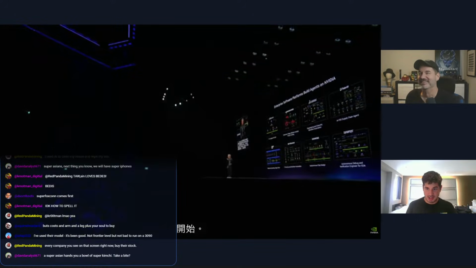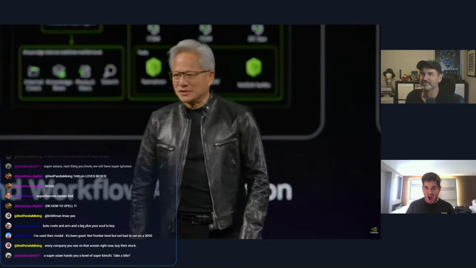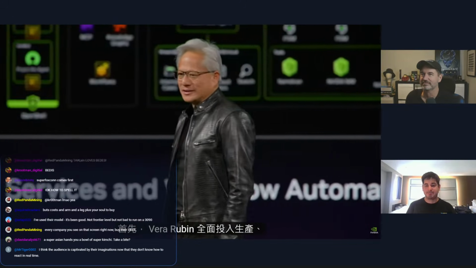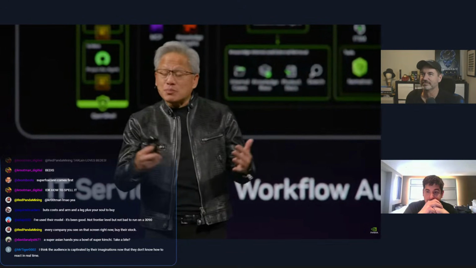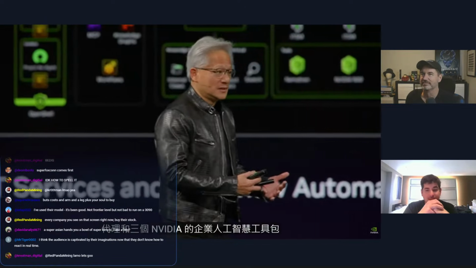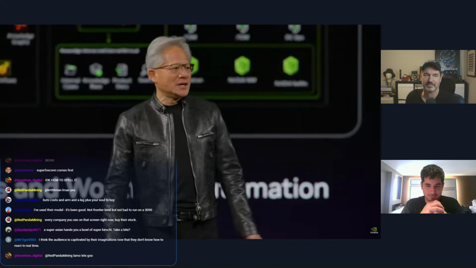First, Vera Rubin in full production. Second, Vera CPU, built for a new generation of agents. And third, NVIDIA's enterprise AI toolkits, so that every enterprise software company can build agents.